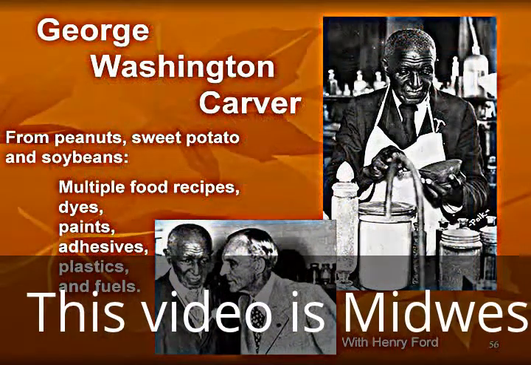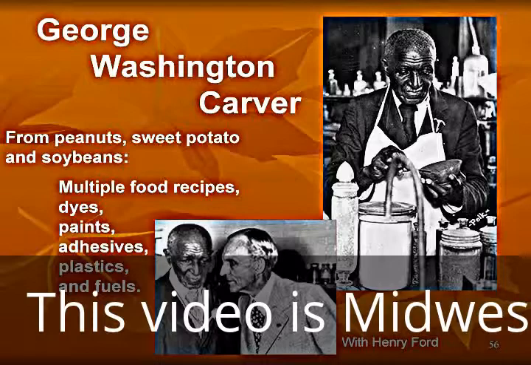Do you remember George Washington Carver and the work that he did in the 1800s of helping the sharecroppers down in the southern states? Just from peanuts alone, he developed hundreds of recipes, and not just for foods, but for things like dyes and paints, adhesives, plastics. Henry Ford and Thomas Edison were contemporaries of his.